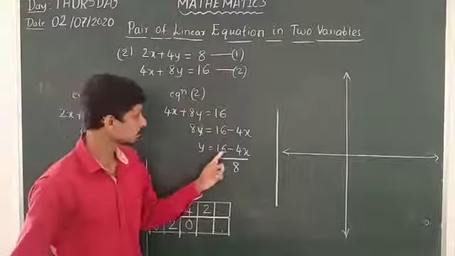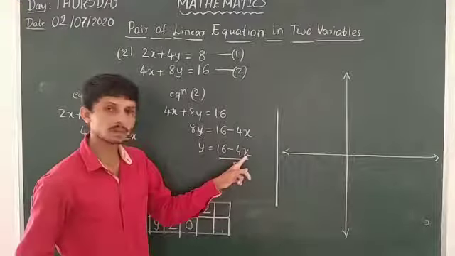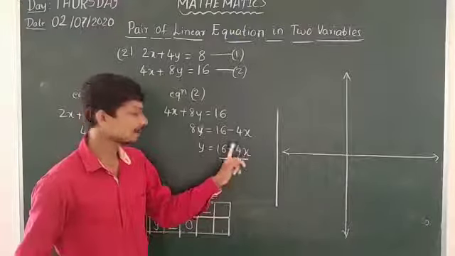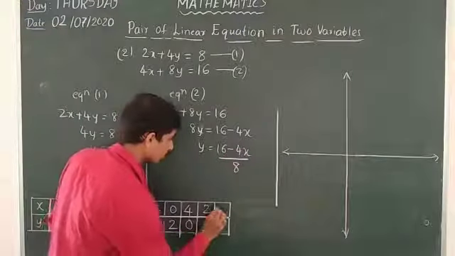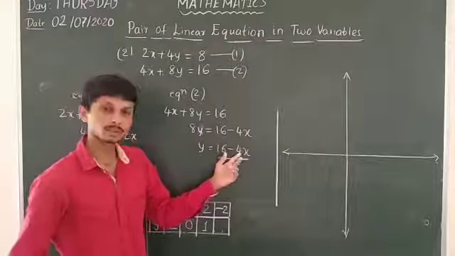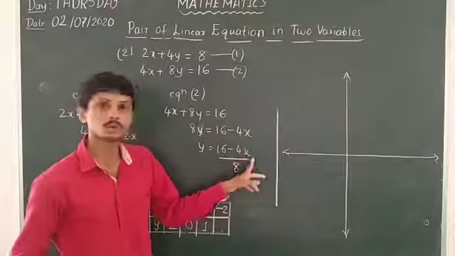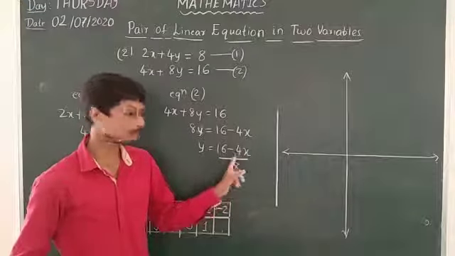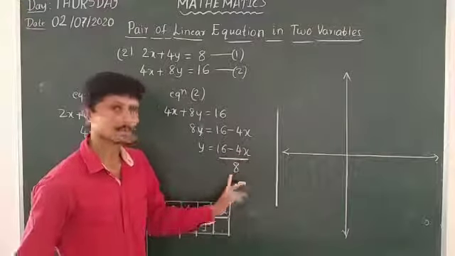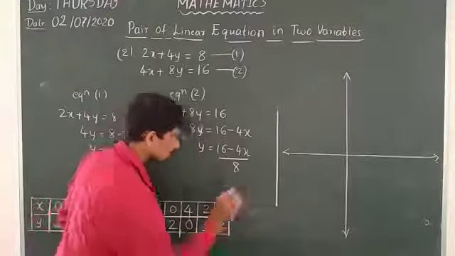What do we get? If you substitute 2 here, 4 into 2 is 8. 16 minus 8 is equal to 8. 8 by 8 is equal to 1. Then we have to substitute minus 2. If we substitute minus 2 here, 4 into 2 is equal to 8. Minus of minus is plus. 16 plus 8 is equal to 24. 24 by 8 is equal to 3.